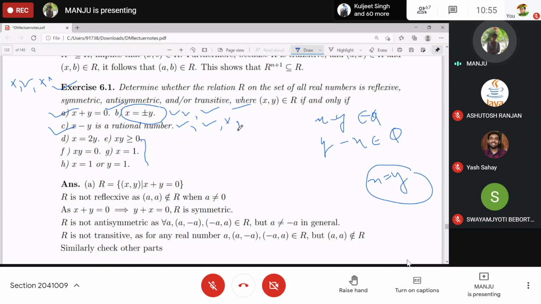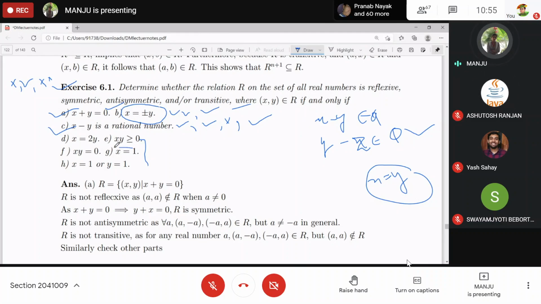What about transitivity? Yes, ma'am. It is transitive. So here it will be x, y, y, z, right? Then x, z. If you add two rational numbers, one is this one, another is this one, y gets cancelled, and x minus z is again a rational number, right? So this means it is transitive. Clear?